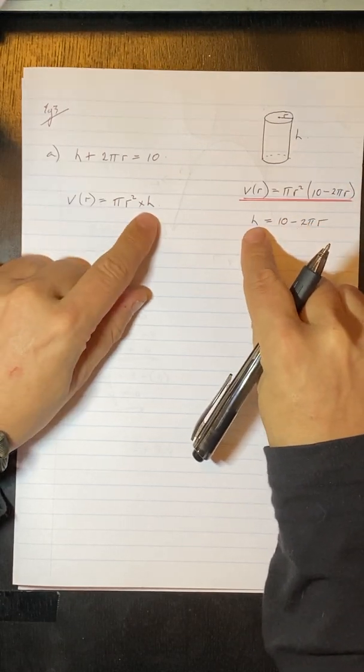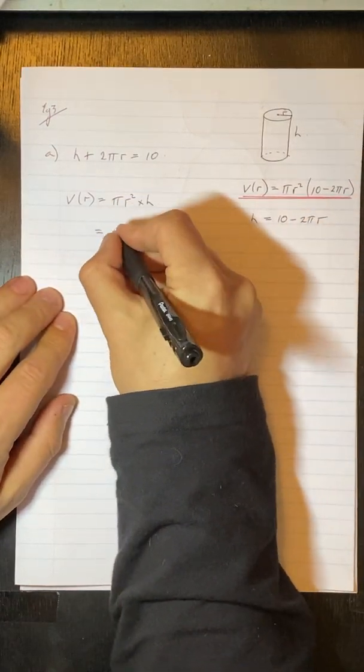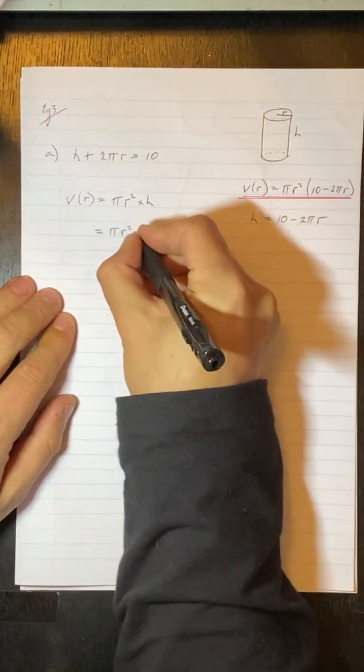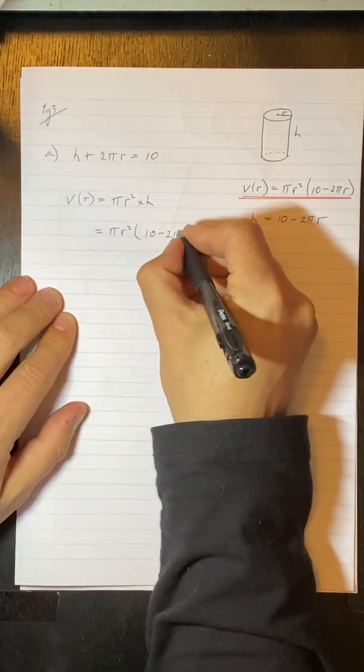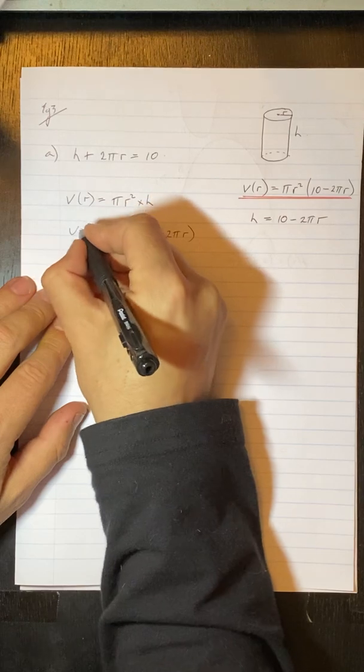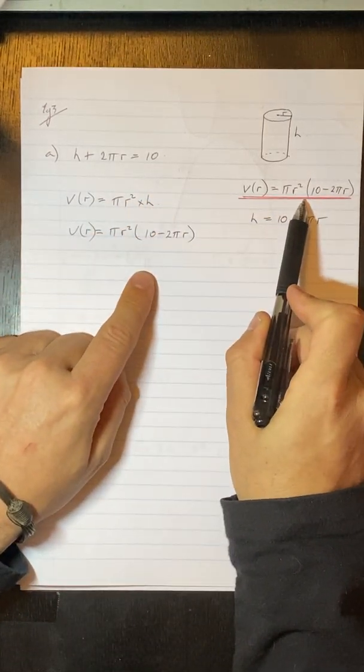Now I'm going to substitute that h with this value here. So we get pi r squared multiplied by 10 minus 2 pi r. Okay, and that is a function of r. And that is exactly what they wanted us to show.